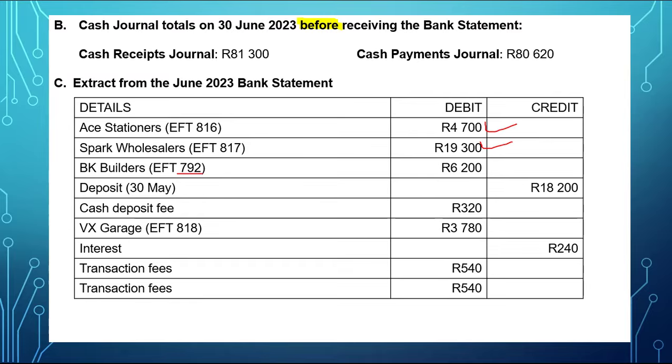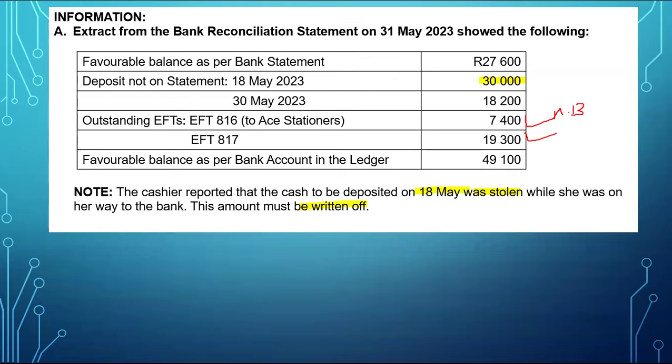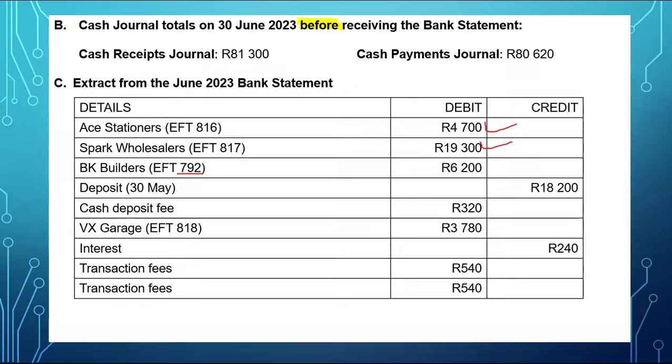It was not there in previous months. Remember, this is the bank reconciliation statement for the previous month. So that EFT 792 is not there. So it should have been in the cash payments journal for the current month, for the month of June. Which is weird. It's really weird. But there it is. It's on the debit side, and it was paid to BK Builders.